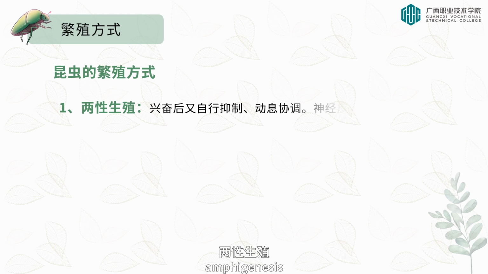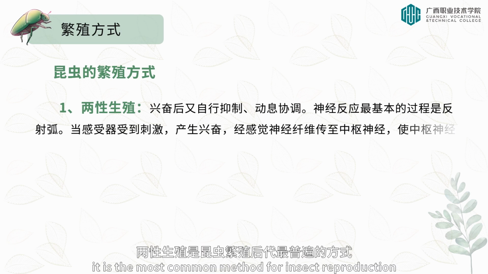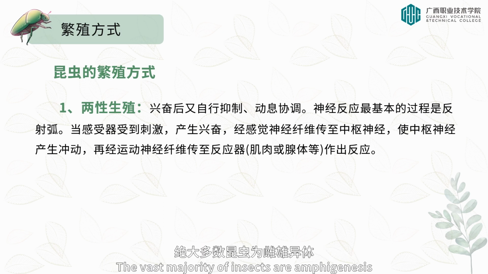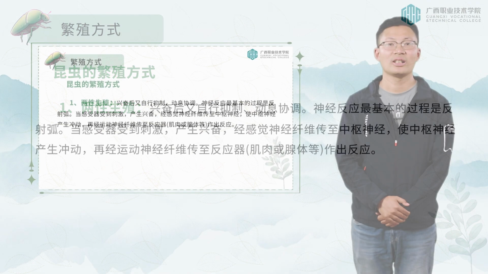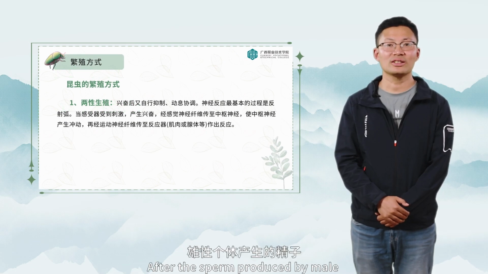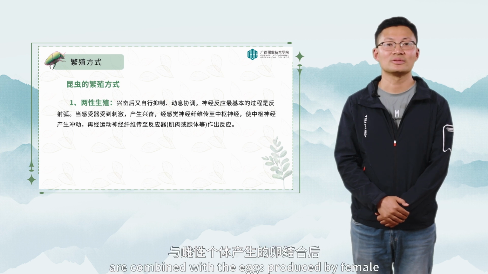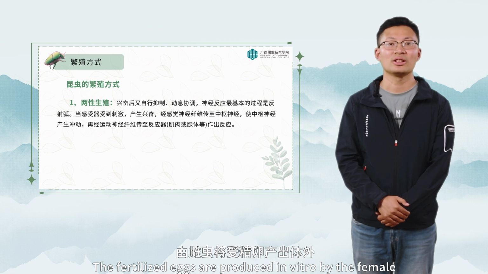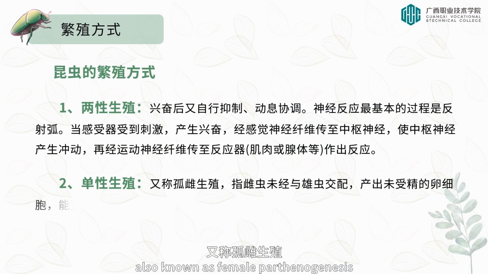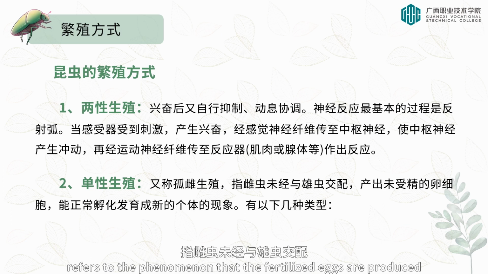First kind, amphigenesis. It is the most common method for insect reproduction. The vast majority of insects reproduce by amphigenesis. Amphigenesis requires male and female mating. After the sperm produced by the male are combined with the eggs produced by the female, the fertilized eggs are produced in vitro by the female.